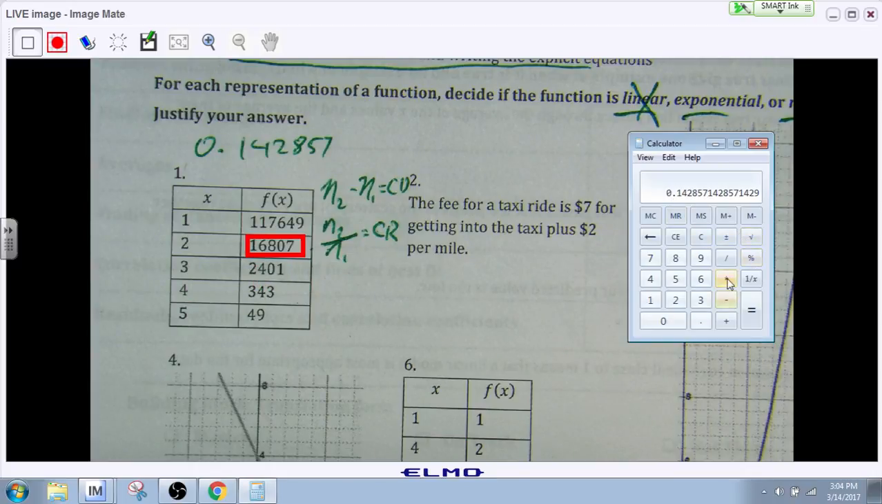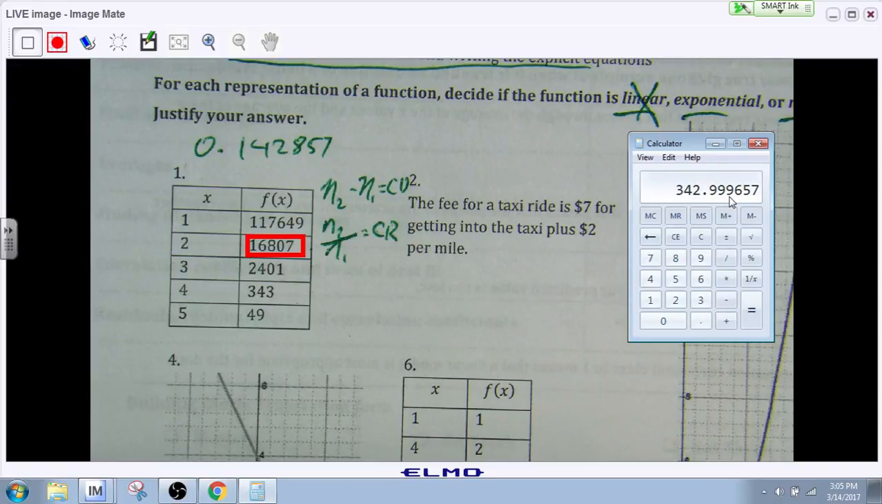So let me go ahead and do that. I'm going to multiply this by 16807, and let's see if I get 2,401. I do. So that means I found my common ratio. This number has a common ratio. Cool. And if I multiply this by, now this is truncated, I didn't do it all, but if I multiply this by 0.14287, I should get a number that's pretty close to 343. I cut off a lot of the decimals, so it's probably not going to be exact.